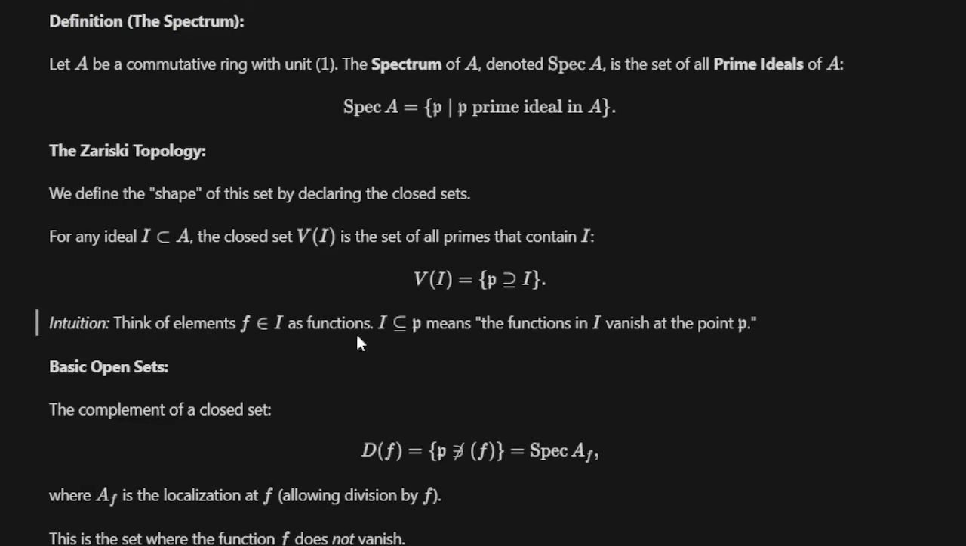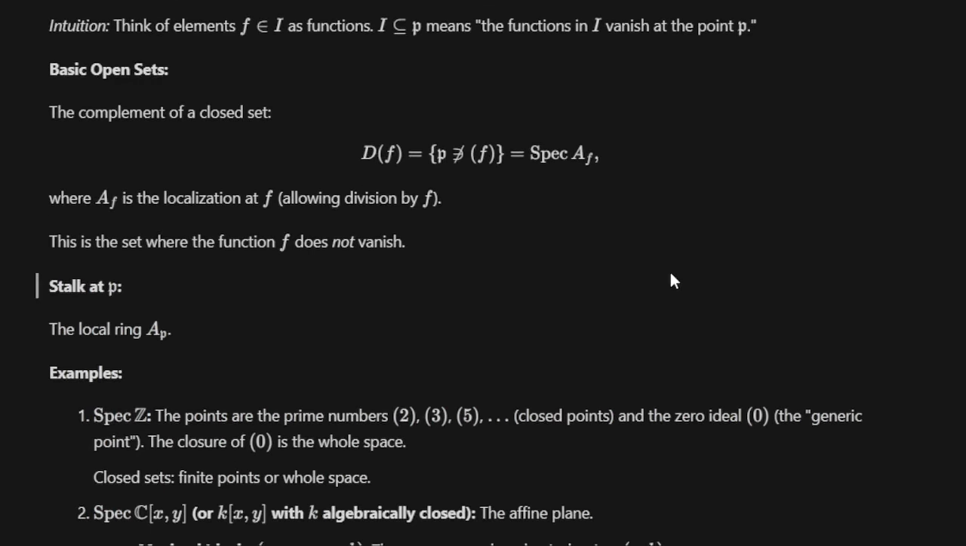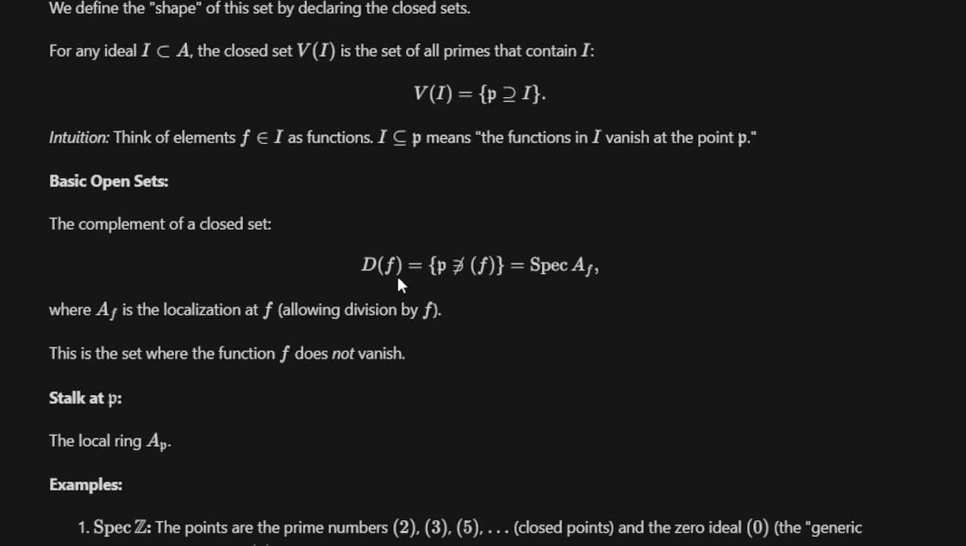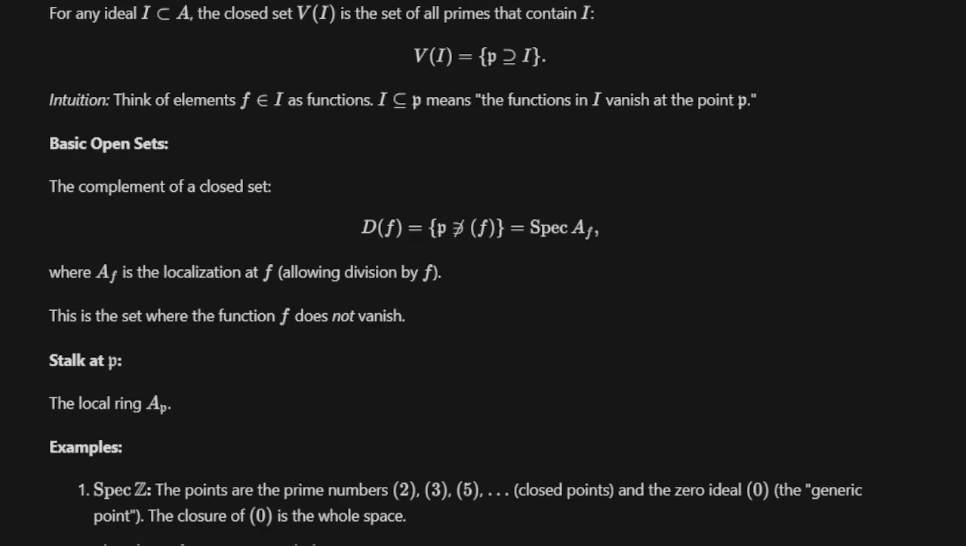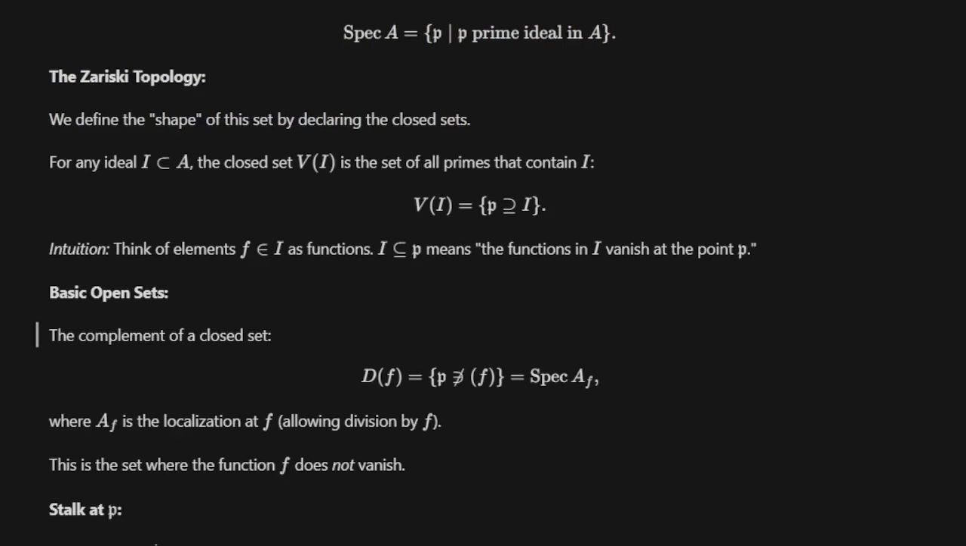And of course, we can think of the elements within the ideals as functions, okay? And being in the ideal within the prime means that the function vanishes at the point P, right? So we can look at basic sets. The complement of a closed set would then just be the P that does not contain the function f, which is equal to the spectrum of A_f, evaluated at that function. And A_f is, again, the localization at f and allows us to divide by f, since it is the set where the function f does not vanish. This allows us to essentially define the shape of the closed sets. And again, V(I) is what?